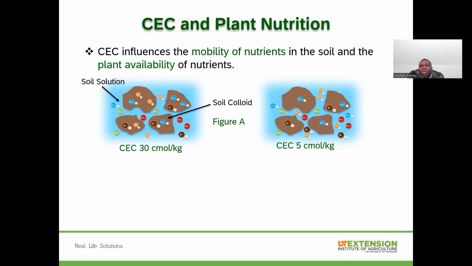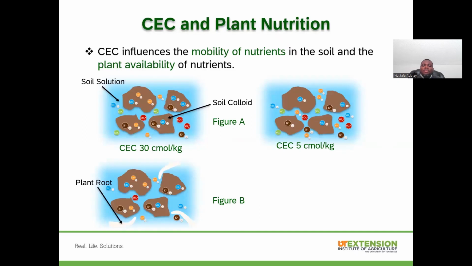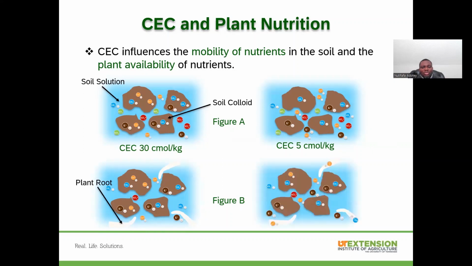That is why in very coarse textured sandy soils, spoon feeding seems to be a better approach to fertilizer management. Because if you put all that fertilizer into the soil, you are going to lose most of it with any significant rainfall. In terms of plant nutrition, a soil with a high CEC is able to hold on to nutrients on the exchange site. When the plant takes up the nutrient, the nutrient from the exchange site is displaced or exchanged into solution, providing nutrient for the plant.